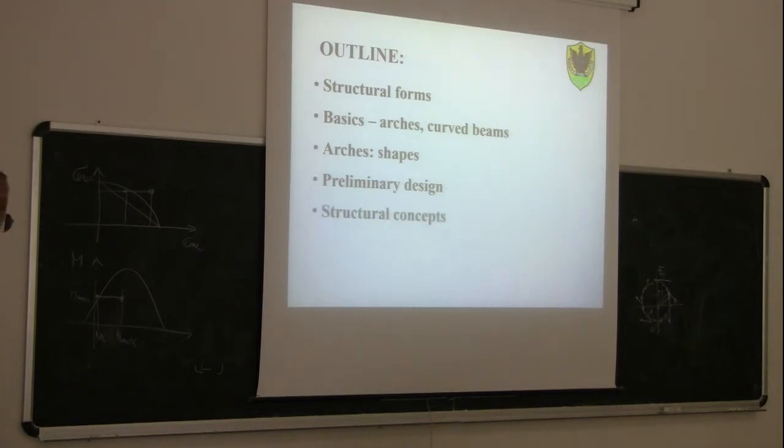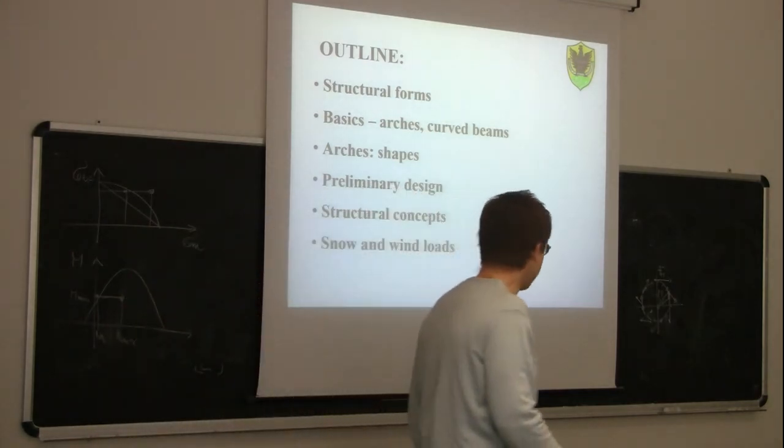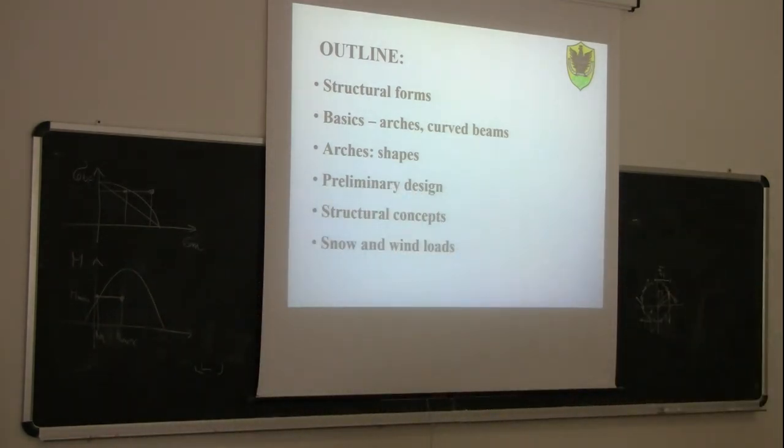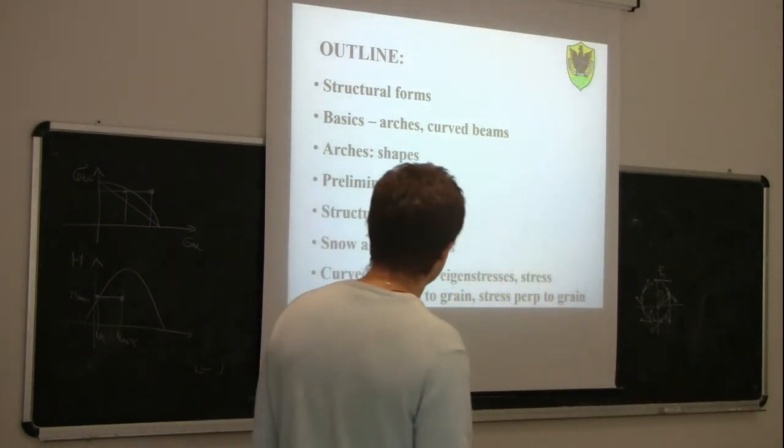preliminary design, then some structural concepts, and very little information about snow and wind loads, because you had a specific lecture talking about wind. As you saw with the new regulation, calculating the wind loads is becoming more complex than in the past. Then we're going to talk about curved members, and we're going to see that due to the curvature of the lamination, we will have to take into account what we call in English eigenstresses, which means autotensione in Italian, just to use a word that you are probably more confident with.